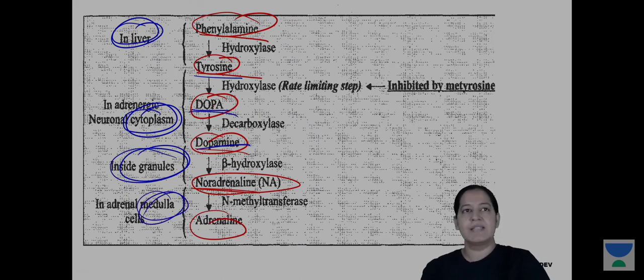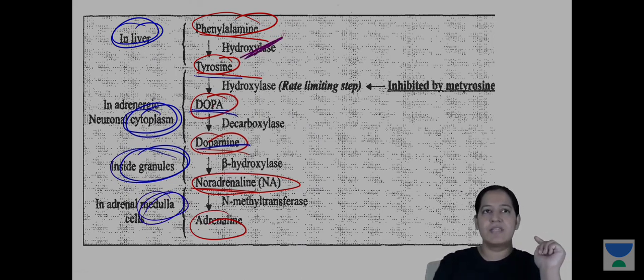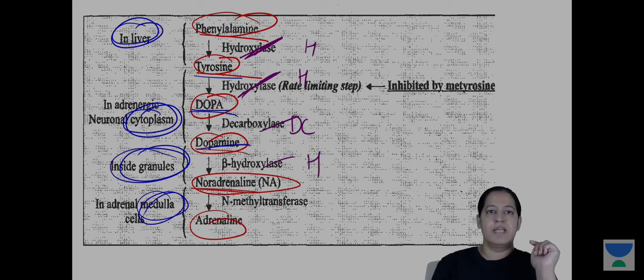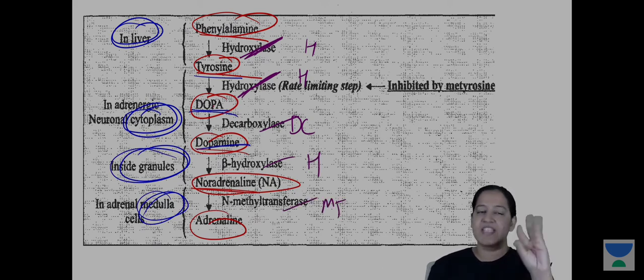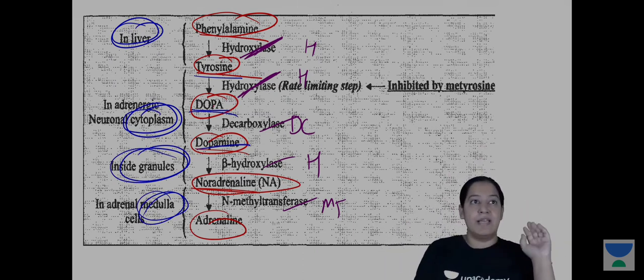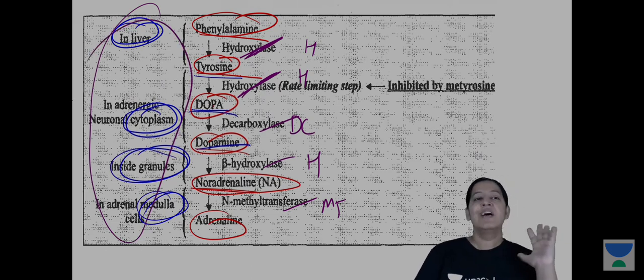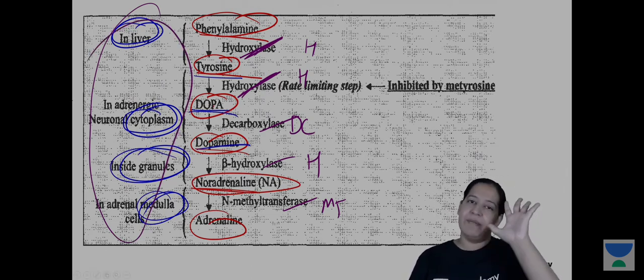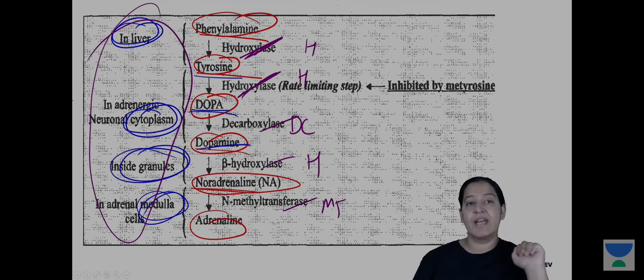You should learn the enzymes also. The first enzyme is hydroxylase, then hydroxylase, then decarboxylase, then again hydroxylase, then methyl transferase. So 5 reactions, 5 enzymes, and you have to learn the products one by one, and their sites also. Many MCQs and clues can be framed from it. In your questions, I will give you clinical questions also to solve.